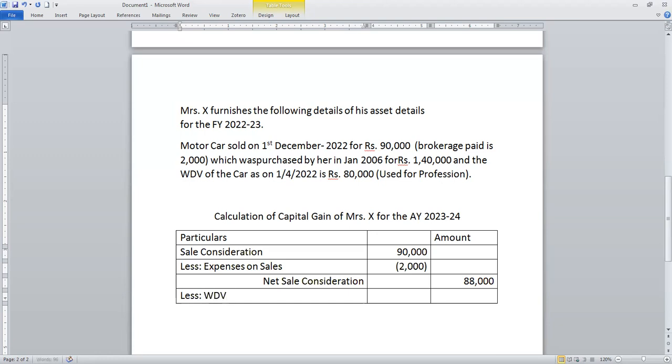So the written down value of the car as on 1/4/2022 is given in the problem. How much is the WDV? That is 80,000, which I am going to deduct. If you have any additions during that particular year, we can deduct those also, but there are no additions in this. So I am going to deduct only the WDV, and the remaining 8,000 is called the taxable capital gain from this depreciable asset. Hope you understood how to calculate the depreciable asset's capital gain.